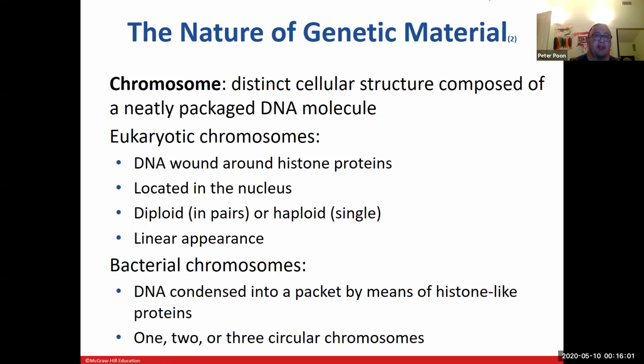The chromosome is a distinct cellular structure composed of a neatly packaged DNA molecule. Eukaryotic chromosomes are found around histones. They're located in the nucleus, and they're usually found in pairs, so diploid or occasionally haploid, and they're linear in appearance, and this makes them very different than bacterial chromosomes. Bacterial chromosomes are circular, and usually they only have one circular chromosome.